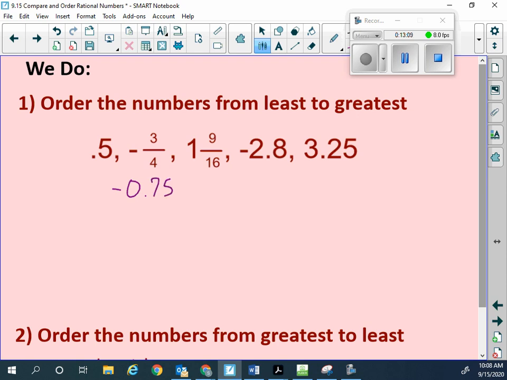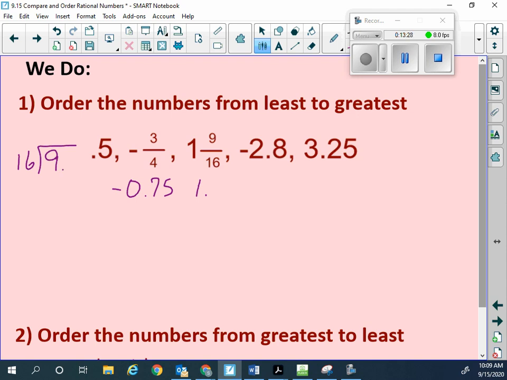Okay? Then I've got 1 and 9/16. What do I have to do? Yeah, I'm going to divide it. I know it's going to be 1 point something, but now I know this is tedious. I know it. I got it. But we're going to have to do it, okay?